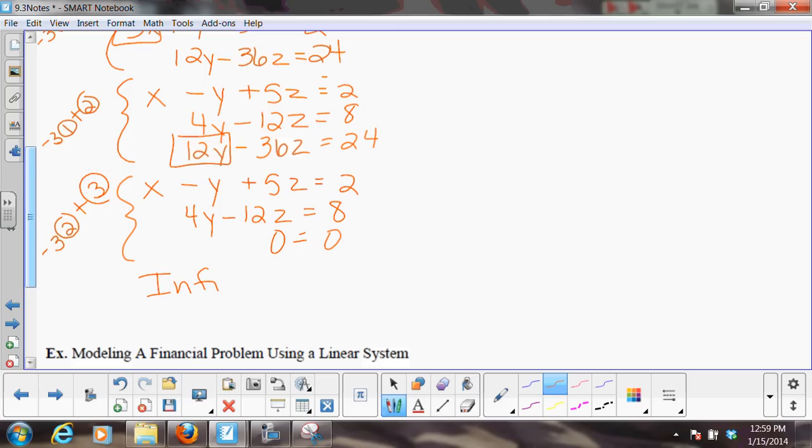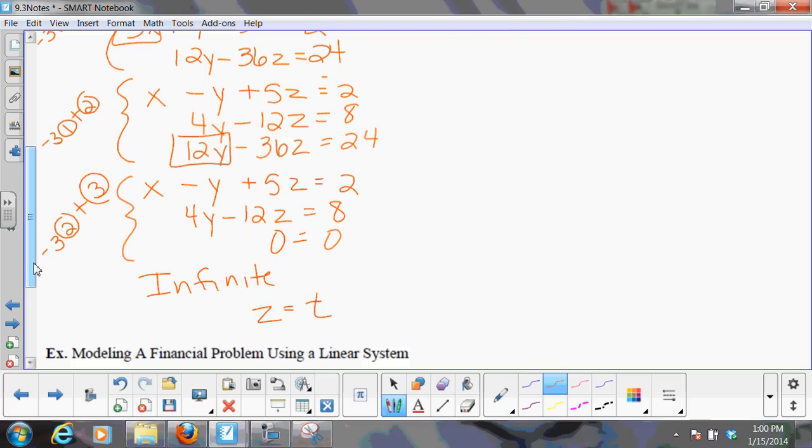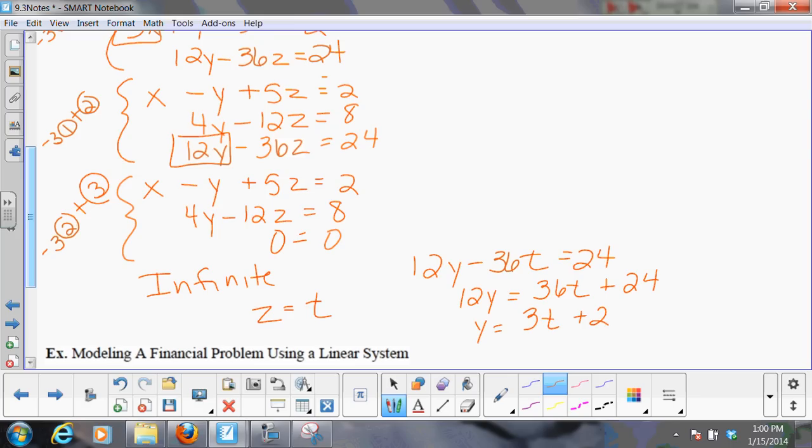So this means infinite solutions, which now we need to actually set more variables to variables. So I'm going to assign that z is equal to t. This is like standard stuff. And I'm going to take my t and plug it in for z and solve for y. Okay, so y is equal to 3t plus 2.